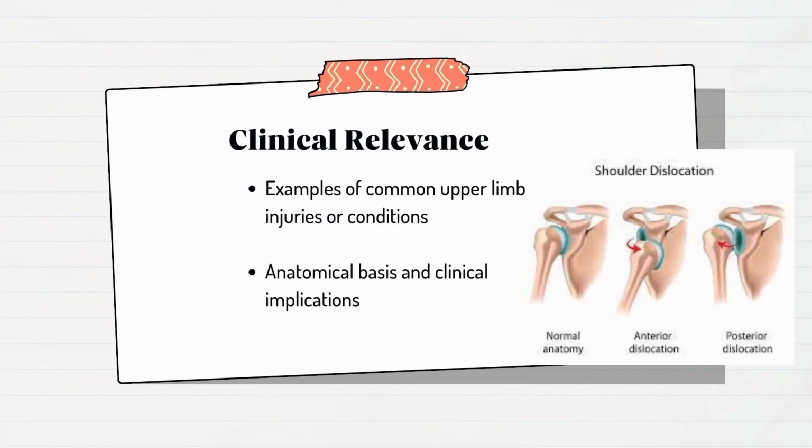For example, the dislocation of the shoulder joint, where the humerus is dislocated from the joint, is a dislocated shoulder. It occurs due to various mechanical factors.